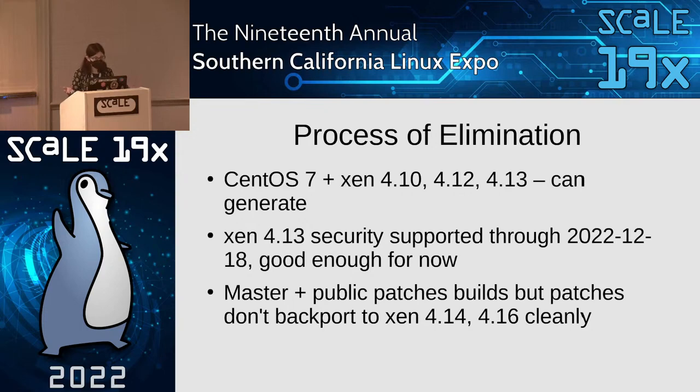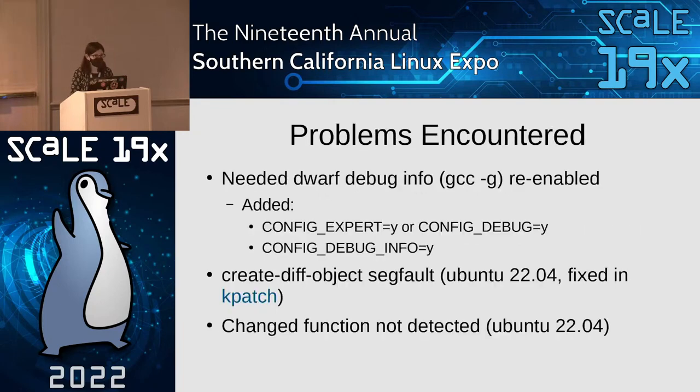for this presentation. I asked about it on the Xen mailing list, and it turns out that master and some public patches for the live patch build tools all work together, and I was successfully able to create a live patch for that, but I wasn't able to successfully backport to Xen 4.16 or 4.14 cleanly. So as far as I know, nobody has tried to build live patches for those versions. Hopefully when Xen 4.17 comes out, that'll have support.